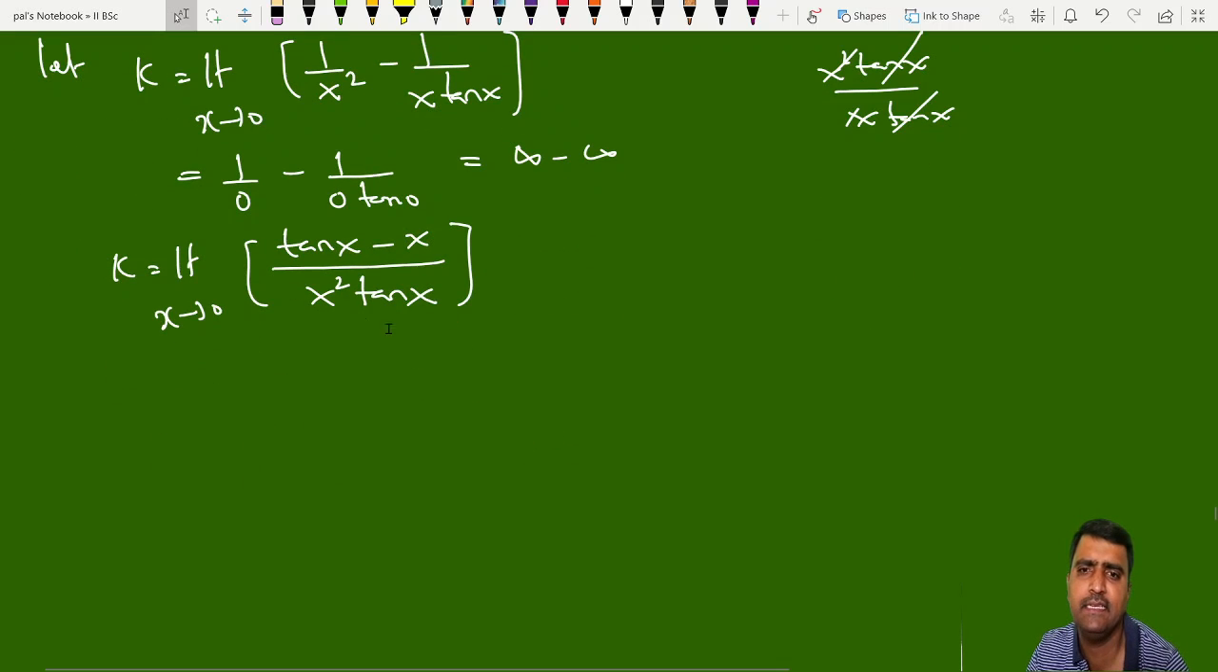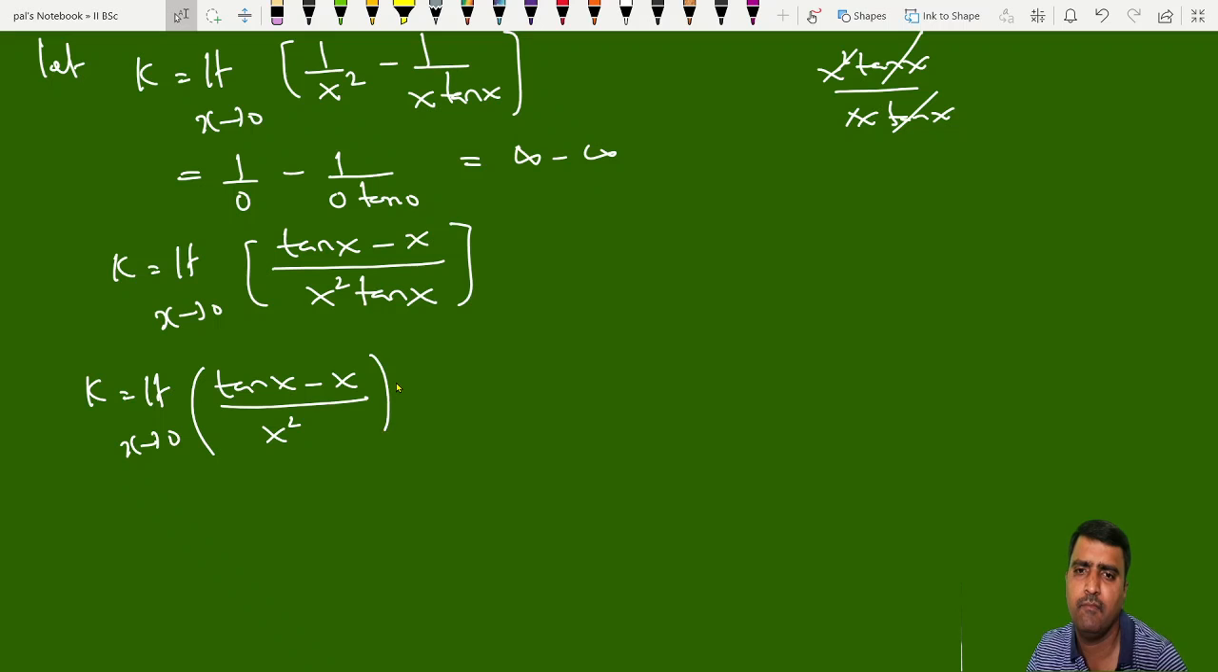I said tan x should not remain in the denominator. If there is sin x or tan x, first we have to cancel that sin x and tan x. So what method can we apply? k is equal to limit x tends to 0 of (tan x minus x) by x square, into limit x tends to 0 of x by tan x. In the numerator you take one extra x, and to balance it you multiply the denominator with x.